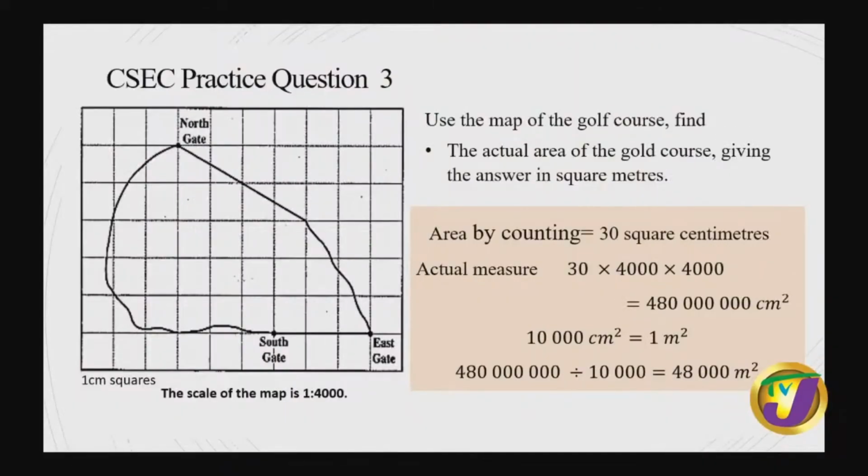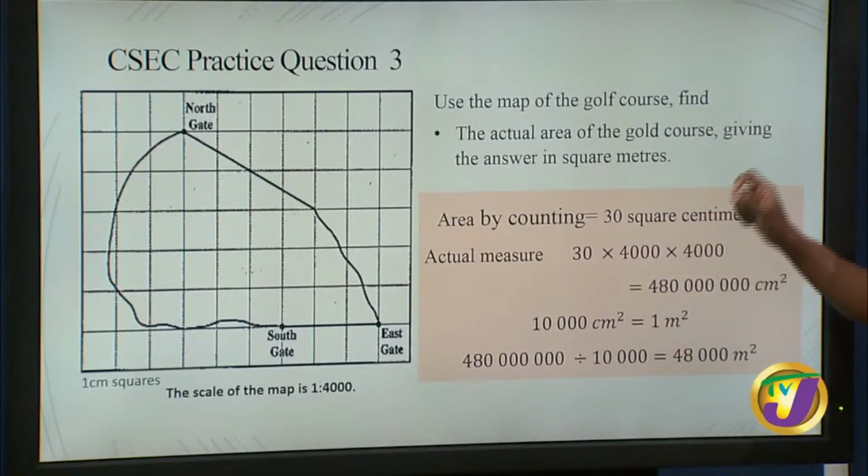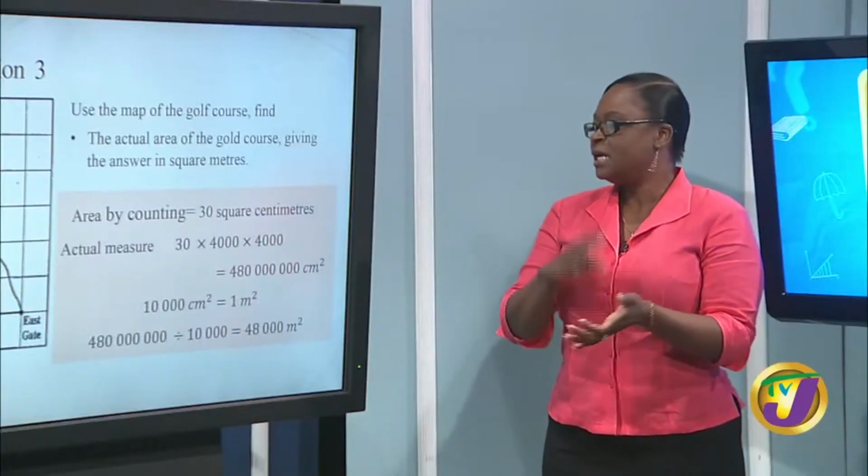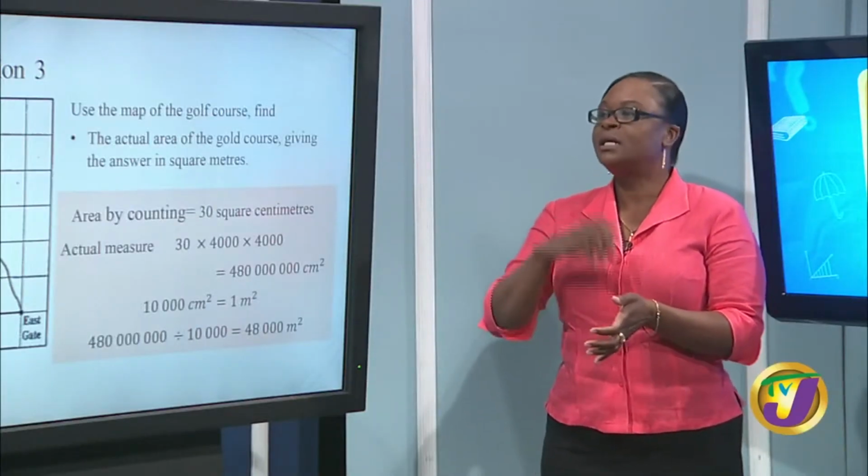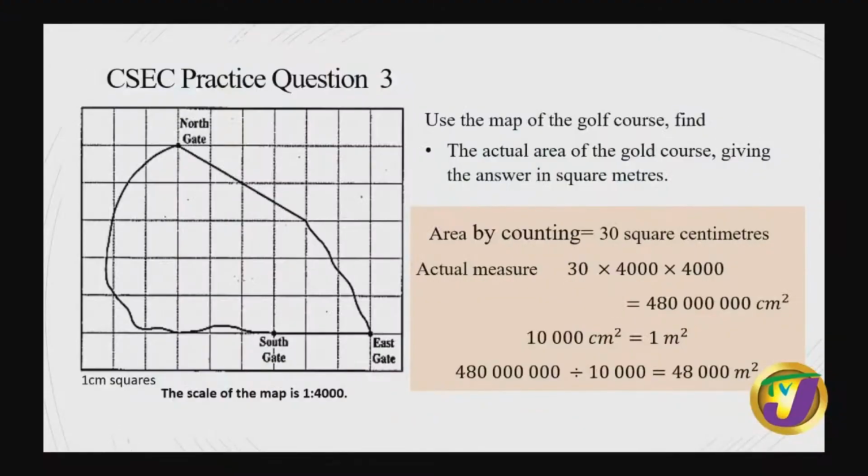So we use the area that we would have got by counting. Of course, we would have multiplied the area by the scale that is there, that is 4,000 square centimeters. That would give us 30 multiplied by 4,000 multiplied by 4,000 to give us this grand total of 480 million square centimeters. Yes. And of course, we need to use the information that 10,000 square centimeters is equal to 1 square meter. How do we use this information?